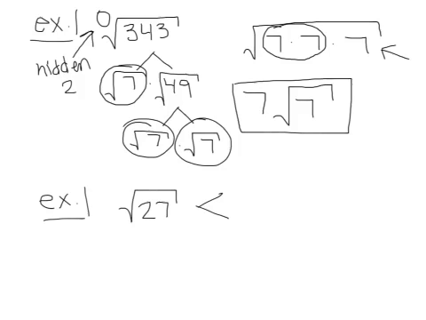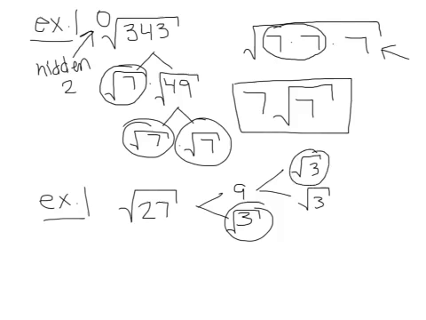I know that 27 and 1 won't get me anywhere. So I'll do 9 and 3. That is prime. 9, however, can be broken down further. So I'm going to do the square root of 3 times the square root of 3, and now I have 2 more prime factors. When I rewrite this, just so you get a nice image, we have 3 times 3 times 3 will give us 27.